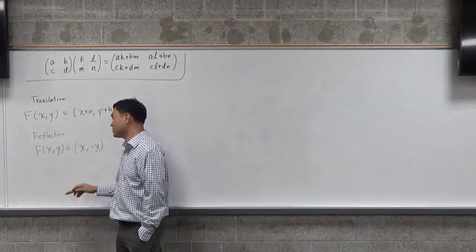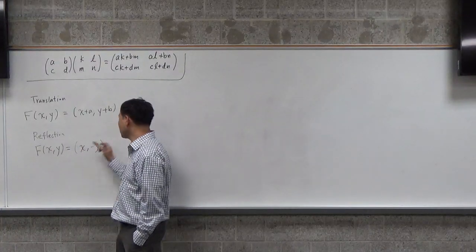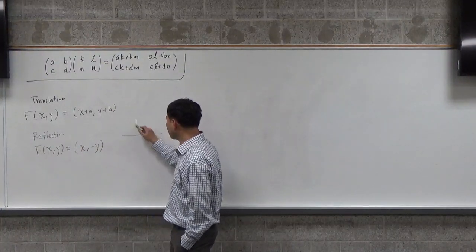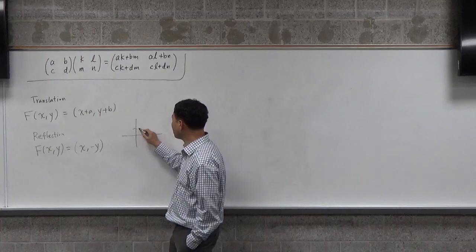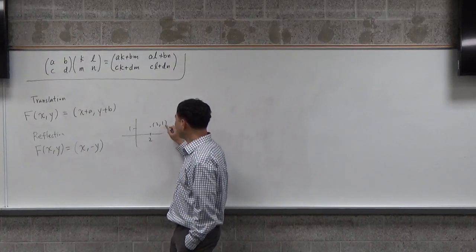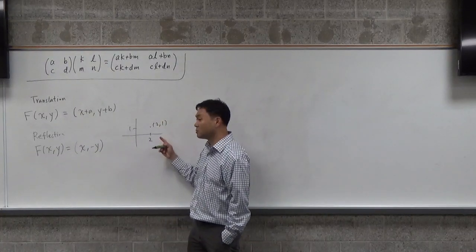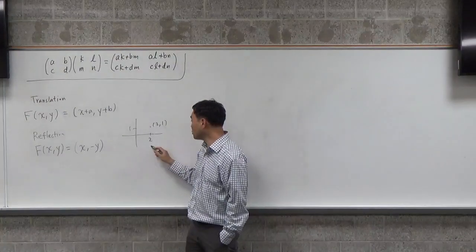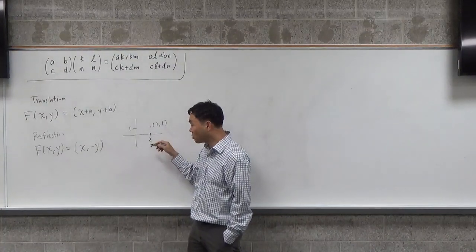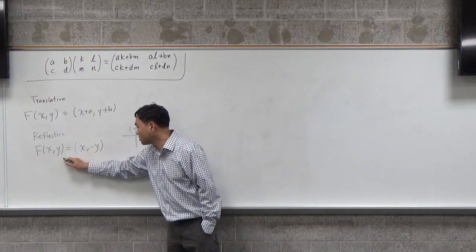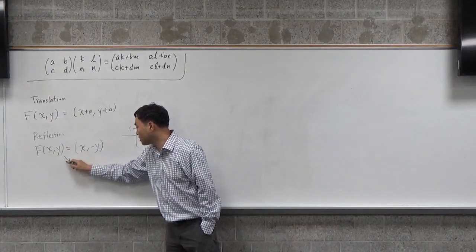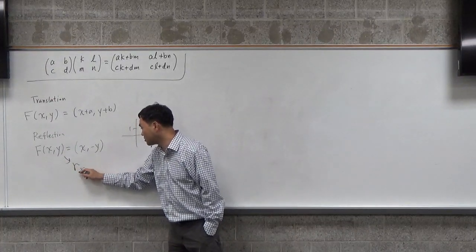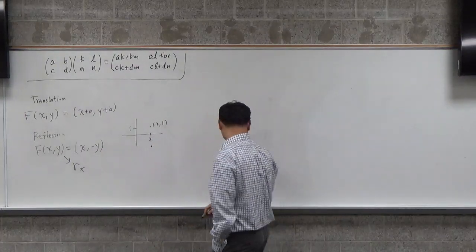X-axis. It's a reflection over the x-axis because just try to test on one. Say you have 2 comma 1. Now if you apply this, what happens? It becomes 2 comma negative 1, which is over here. So it flips over the x-axis. So this one right here is a reflection over the x-axis. That's how it is.